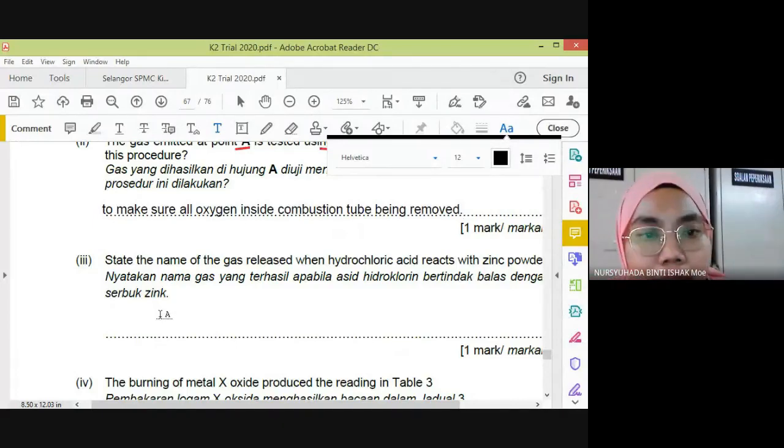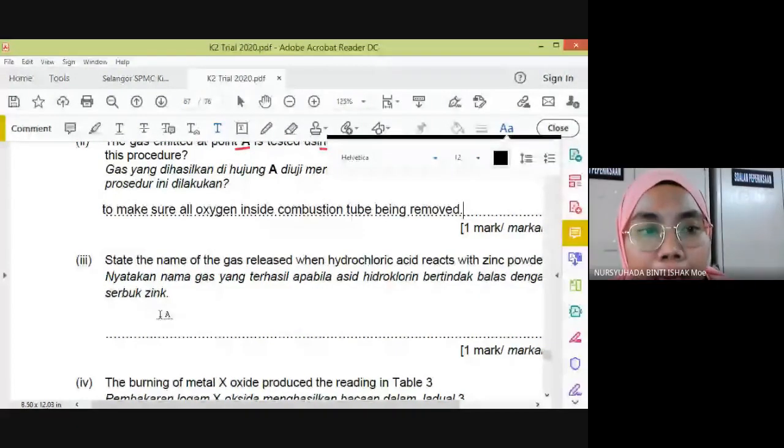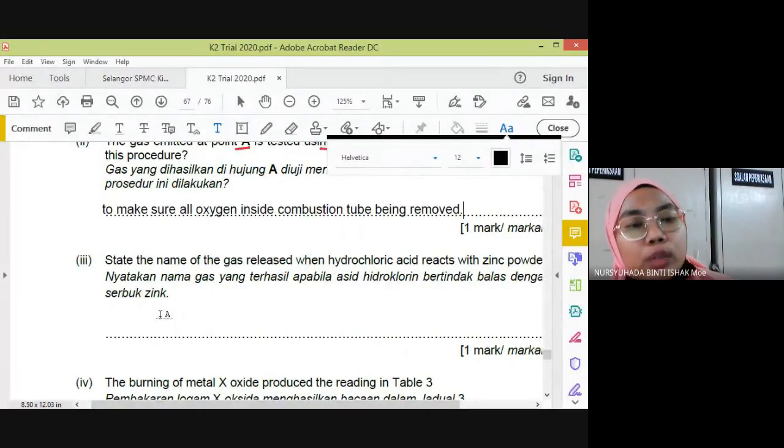Why do we have to remove oxygen inside the combustion tube? To prevent explosion. Because when oxygen combines with hydrogen, an explosion can occur. So first of all, we need to make sure that all the oxygen is removed. Only then can we start heating the metal oxide.